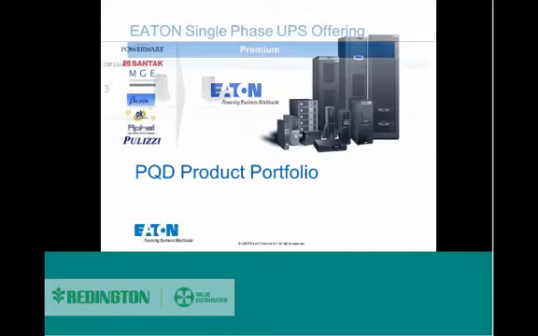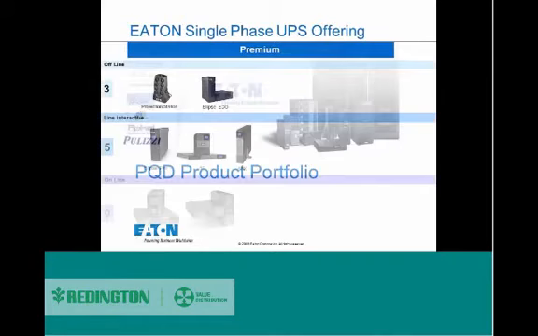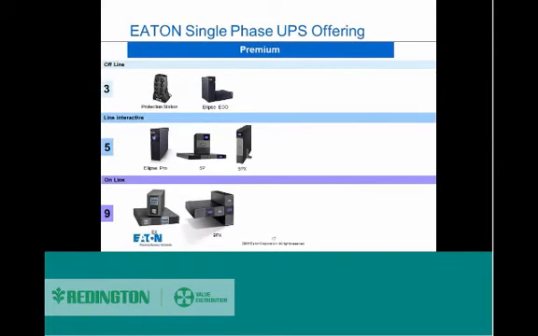Starting with the single phase models of Eaton which are available in the offline category, they have the Protection Stations over here, the three that are mentioned here, and the Ellipse Eco. In the line-interactive topology category of Eaton single phase UPSs, they have the Ellipse Pro, the 5P and the 5PX. Within the online segment, we can see they have the EX and the 9PX.